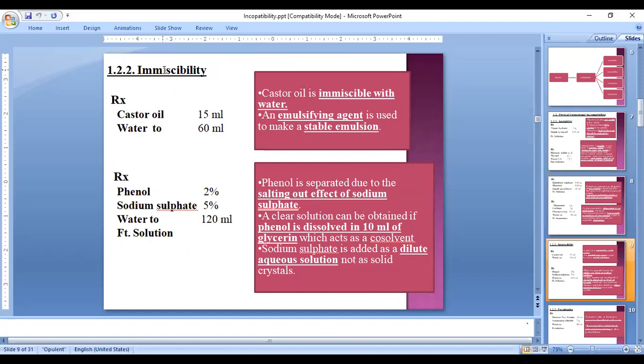Another type is immiscibility, where the two liquids used are immiscible. For example, castor oil is immiscible with water, so you add an emulsifying agent and you form an emulsion. Phenyl is immiscible with water in the presence of sodium sulfate. Then you add 10 milliliters of glycerin as a co-solvent.